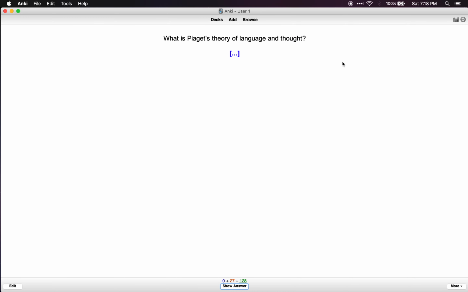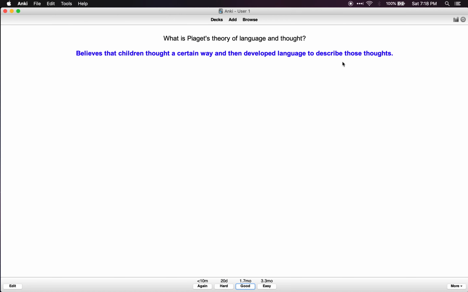Piaget's theory of language and thought. This is about children. Children think a certain way, and then they develop language to describe those thoughts.